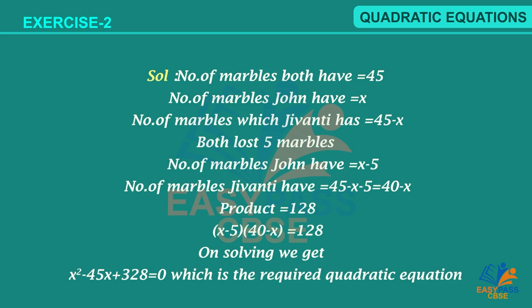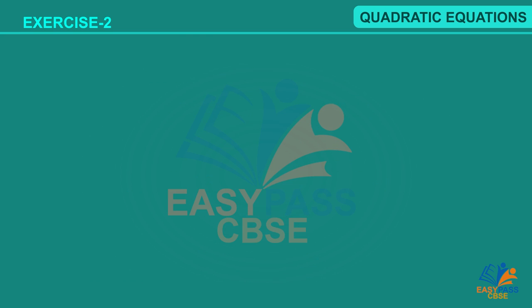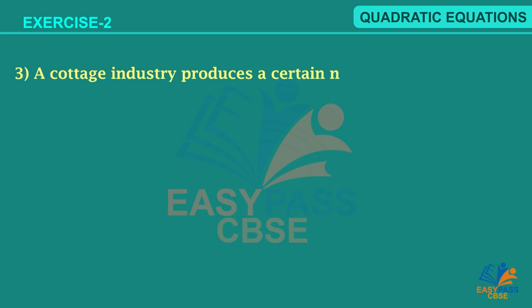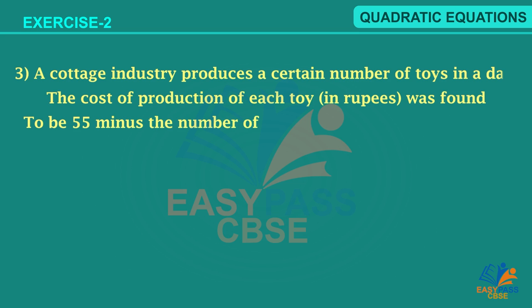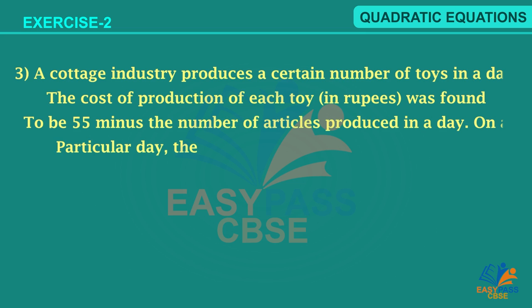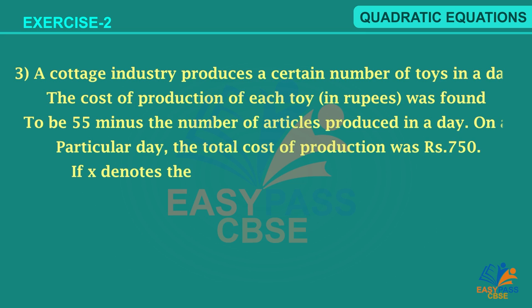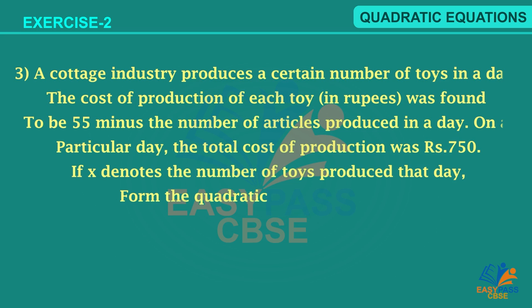Let me explain the third question in this exercise. A cottage industry produces a certain number of toys in a day. The cost of production of each toy was found to be 55 minus the number of articles produced in a day. On a particular day, the total cost of production was 750 rupees. If x denotes the number of toys produced in that day, form a quadratic equation to find x.